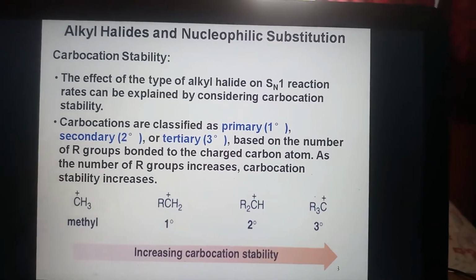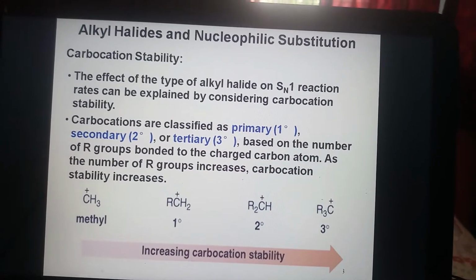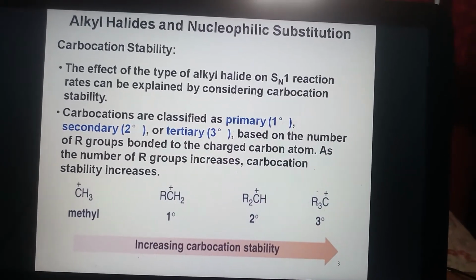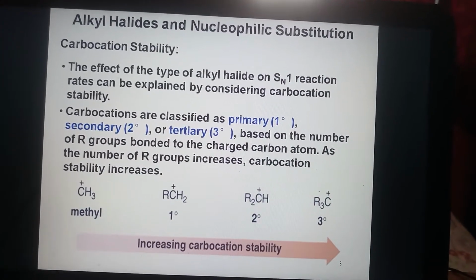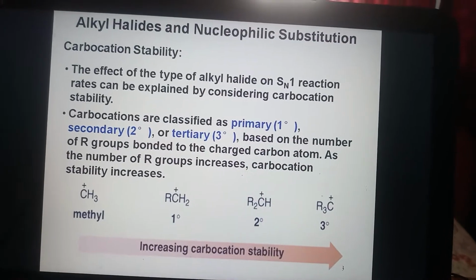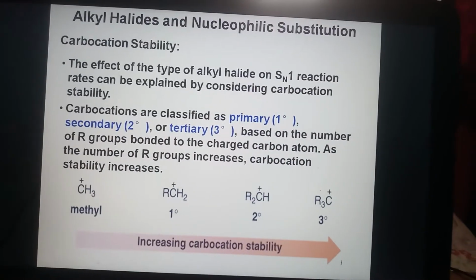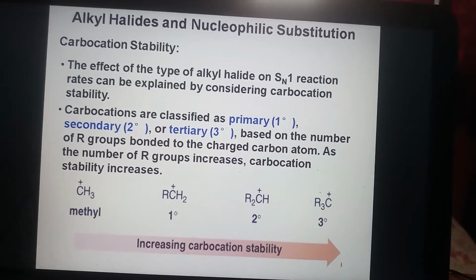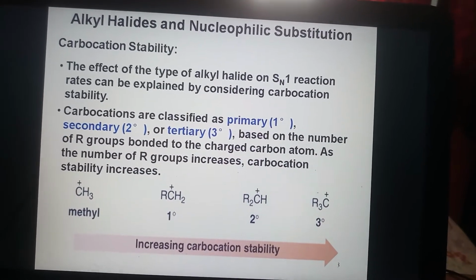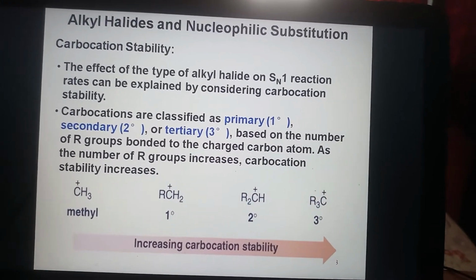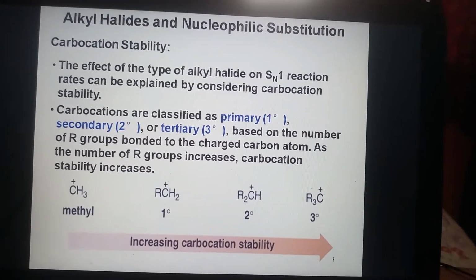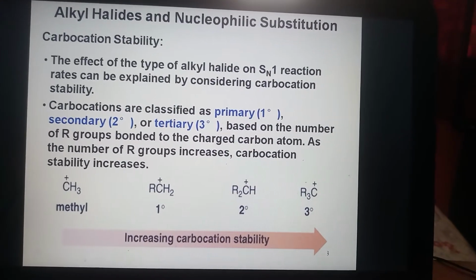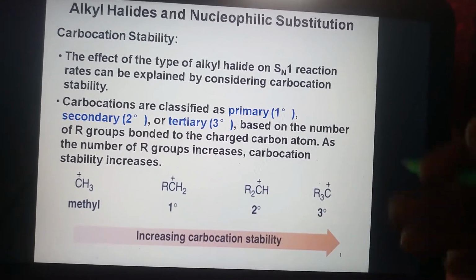So there are some reasons for carbocation stability. We can consider them. First of all, the effect of the types of alkyl halide on SN1 reaction rates can be explained by considering carbocation stability. Carbocations are classified, we know, as primary, secondary, tertiary, based on the number of R groups bonded to the charged carbon atom. As the number of R groups increases, carbocation stability also increases. But why?